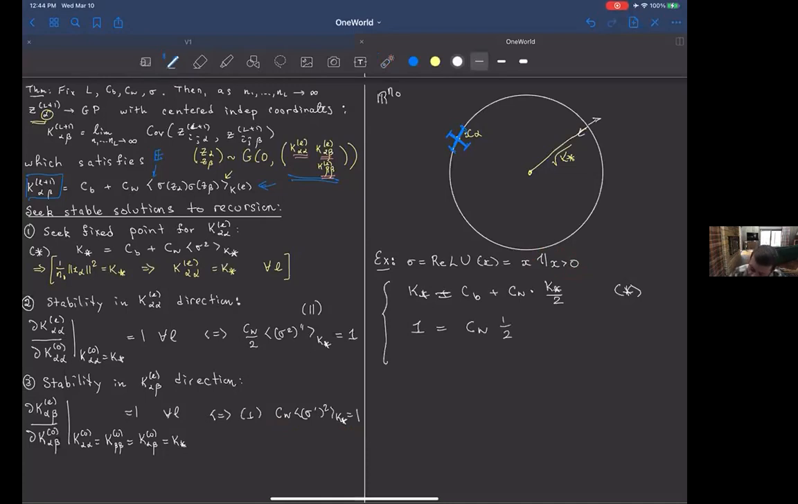Okay, so what do you learn altogether? You learn that there's only one possible solution. CW is equal to 2, CB is equal to 0. And in this case, K star can be anything you wanted. All K stars are preserved. This is what the physicists call exactly marginal. Exactly marginal. Okay, if there's any physicists in the crowd. But it doesn't matter, it's just some words.